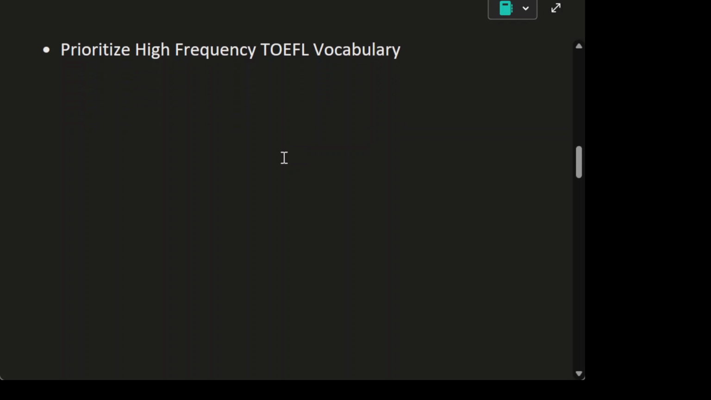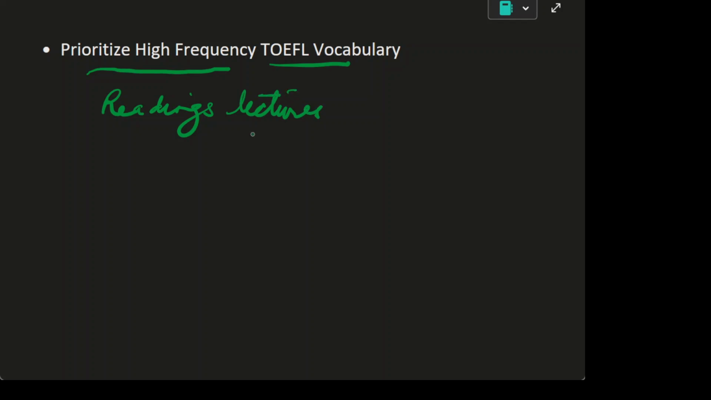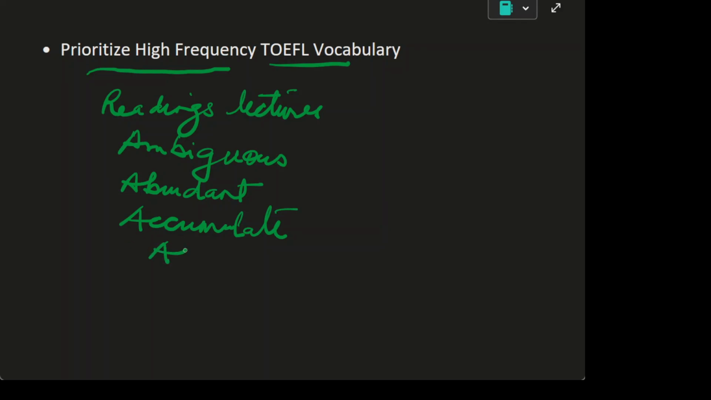Now the first one being prioritize high-frequency TOEFL vocabulary. Now you need to focus on high-frequency vocabulary. For example, certain terms which are commonly found in TOEFL reading lectures, okay, and prompts. So to begin with, you need to master these words. For example, ambiguous, abundant, accumulate, or adverse.